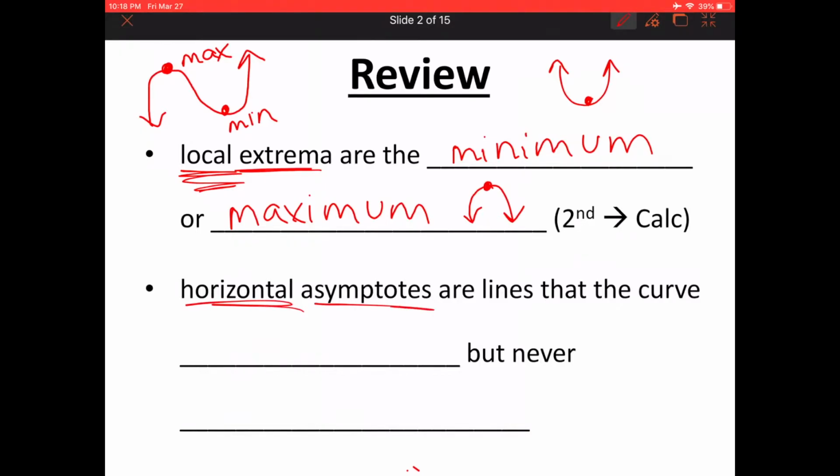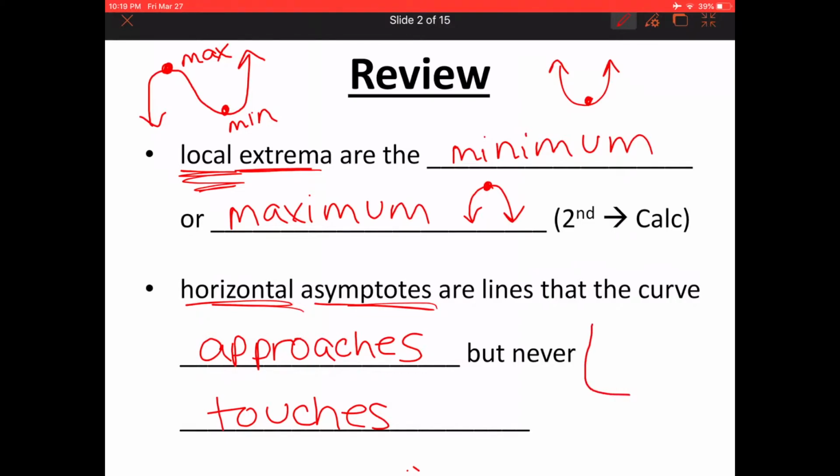A horizontal asymptote, just like any asymptote, is going to be a line that the curve approaches, but that it never actually touches. So for example, if I had a graph like this, I would have a horizontal asymptote right here, because you see that my curve is approaching that line, but it's never actually going to touch it or cross it.